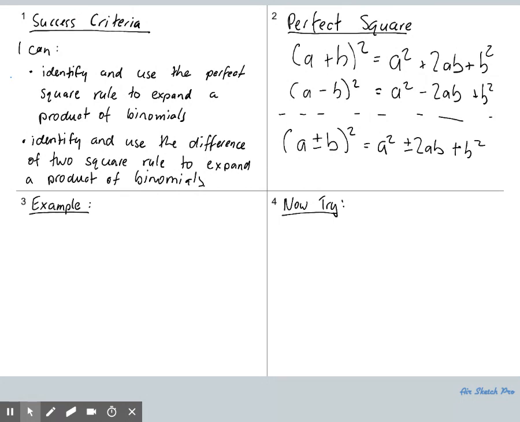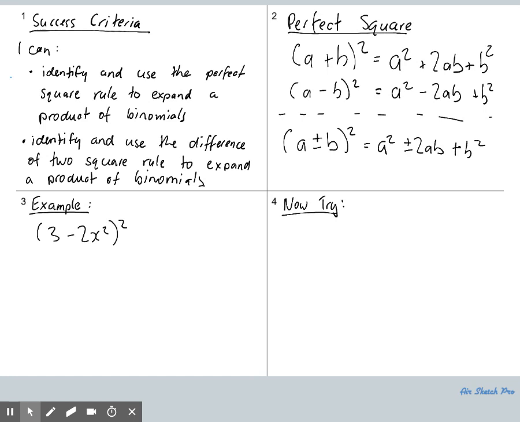This is a harder problem, so not a straightforward one like you should have done in core, but not massively harder. So let's have a look at 3 minus 2x squared, all squared.